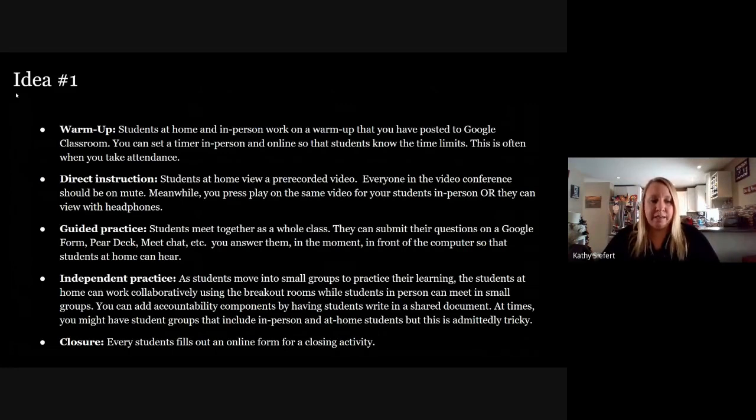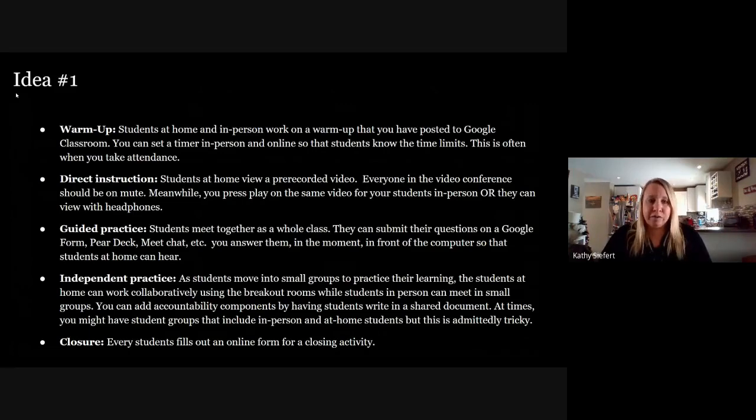Next would be the independent practice portion of the lesson. So students could work in small groups. So you could have your students in class in groups, but then you can use breakout rooms to put your remote students in groups. You could also just have students working independently during this time. Of course, it's not necessary to have students work together in groups because that can be tricky sometimes.